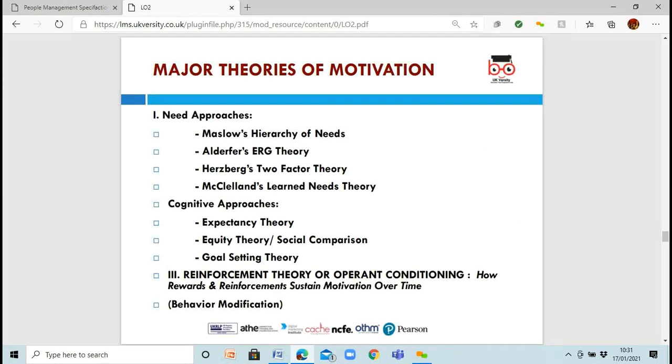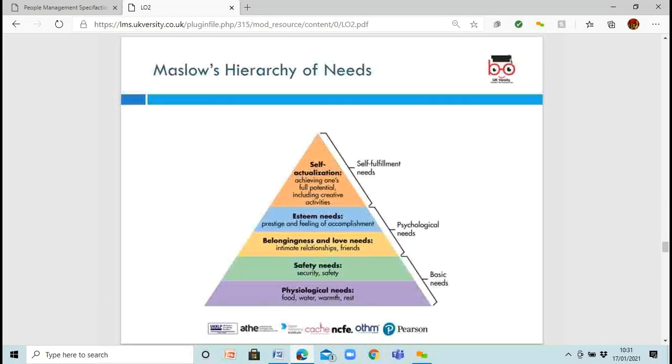And then we've got a few major theories of motivation. So the first few theories are need approaches. So we've got Maslow's hierarchy of needs, Alderfer's ERG theory, Herzberg's two-factor theory, and McClelland's learned needs theory. Then we have cognitive approaches like expectancy theory, equity and social comparison, and goal-setting theory.